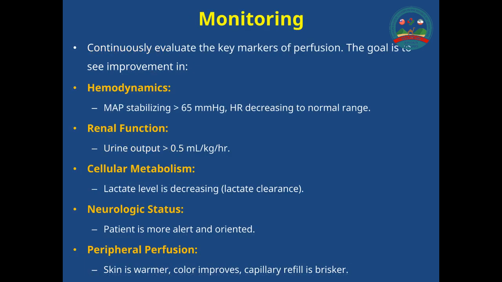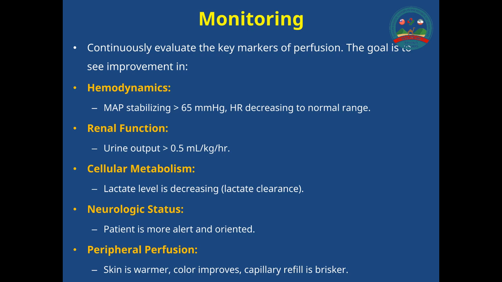Monitoring in shock focuses on continuous evaluation of perfusion and early signs of improvement. Hemodynamically, we expect the mean arterial pressure to stabilize above 65 millimeters of mercury and for the heart rate to return toward the normal range. Renal function should improve, with urine output rising above 0.5 milliliters per kilogram per hour. On the metabolic level, the lactate level should steadily decrease, indicating lactate clearance and improved cellular oxygen utilization.